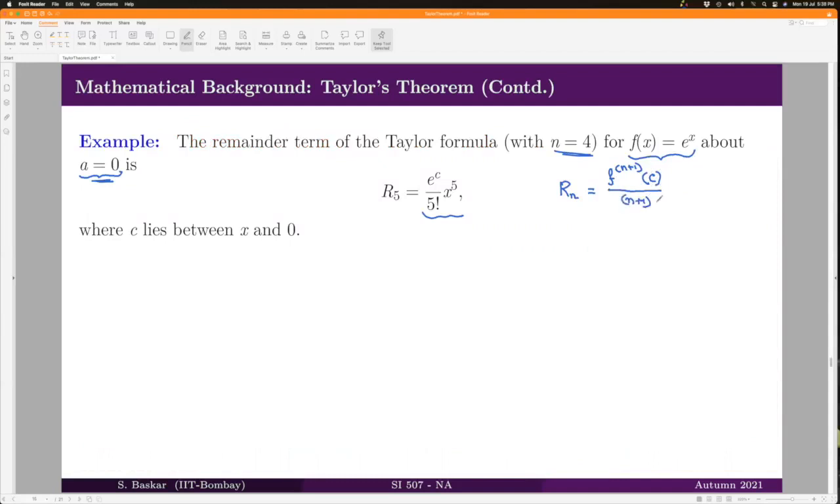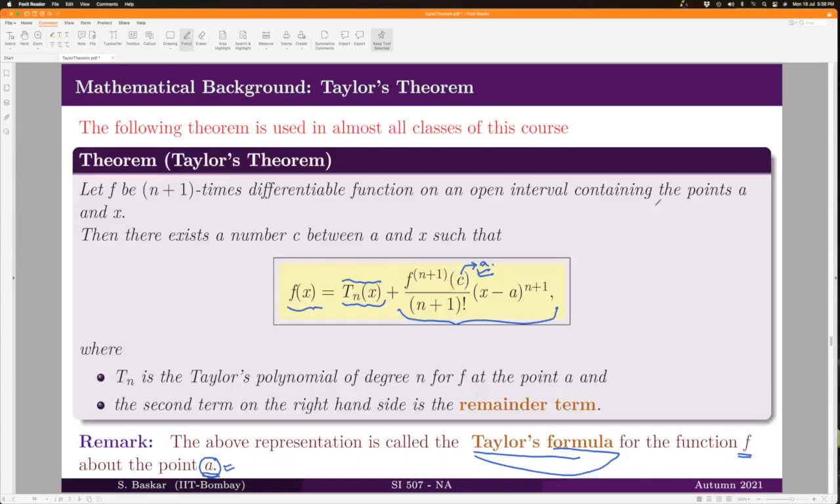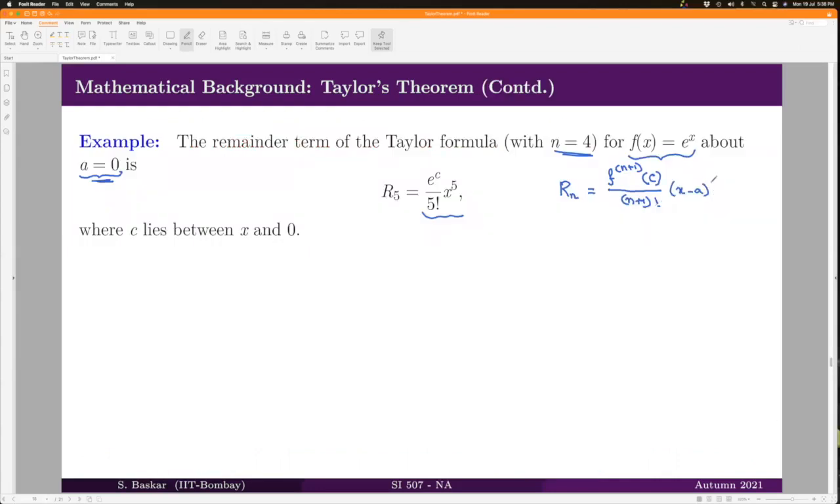Then it is divided by (n plus 1) factorial, into (x minus a) to the power of n plus 1. So you just substitute e power x for f, and n equal to, say, 4. Therefore, you have the 5th derivative of e power x evaluated at some unknown point c. That comes to be e power c divided by (n plus 1) factorial, that is 5 factorial. a we have taken as 0, therefore it is x to the power of 5. So this is your remainder term. What is c? c is any point between x and 0.